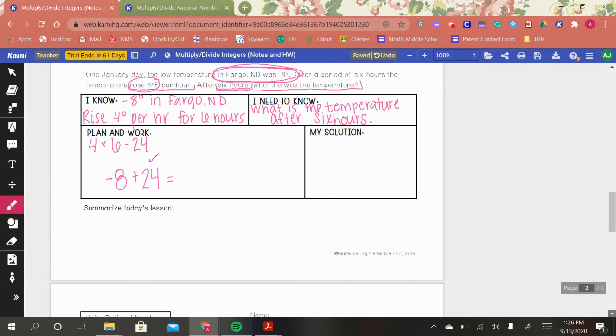so my answer will be positive. Now I'm going to subtract, and again, y'all know I like to stack my subtraction, and I need to borrow. 14 minus 8 is 6, and 1 minus 0 is 1. So then I have 16 as my answer. So for my solution over here, I'm going to put the 16 degrees was the temperature after 6 hours.